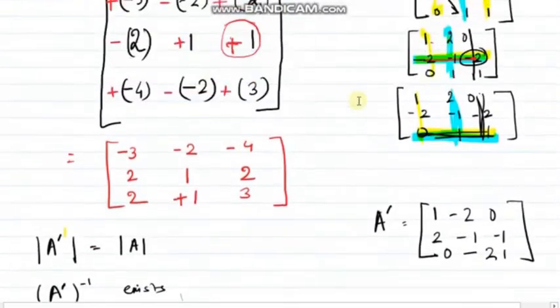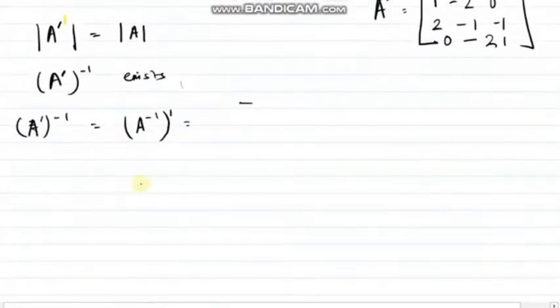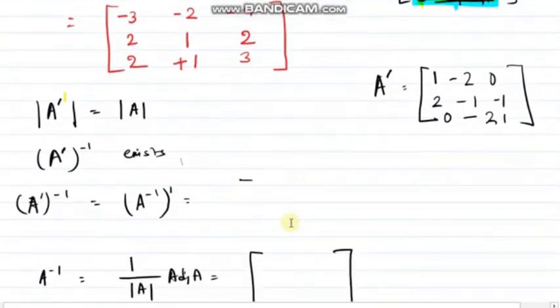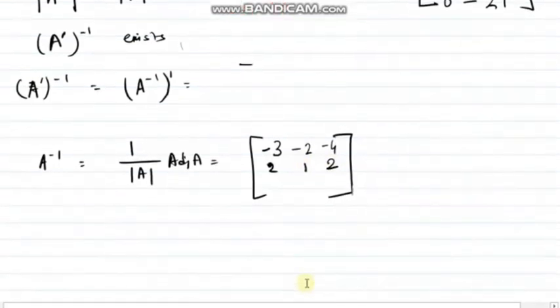So already, sorry, I have calculated only adjoint A. I haven't calculated A inverse. So let's calculate A inverse. So your A inverse will be 1 divided by determinant A into adjoint A. What was determinant A? Determinant A was 1. So A inverse will be the same thing, minus 3 minus 2 minus 4, equal to adjoint A only, because the value of the determinant is 1 here. So it will be 2 1 3. So that is your A inverse, right?